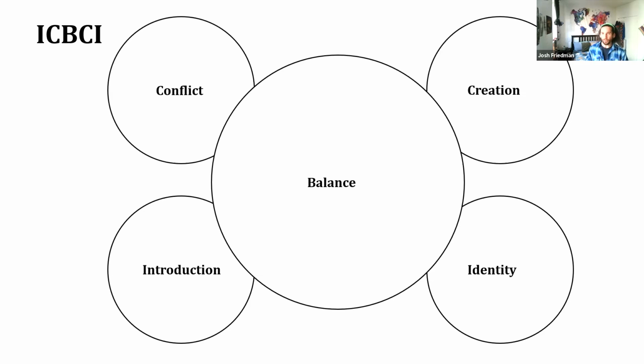And really importantly here, I want to contrast this image that we're seeing now with the image we saw before, where there's this idea of a linear progression from one stage to another. One of the points I want to make with ICBCI is that this is a very dynamic process. It is not necessary that first you introduce, then you go into conflict, then into creation. We jump around across the circle in all sorts of ways, and it is not always clean and orderly in our development.